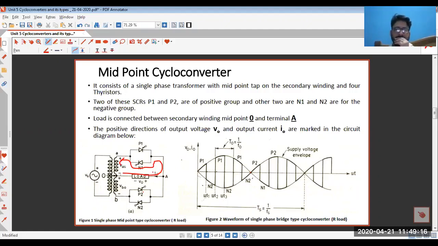Okay, so you can see that the direction of load current and load voltage because of the conduction of N1 is reversed, and that is why you will get a negative envelope of the output voltage. By now this should be clear to you. Now, why are we calling it a step up transformer? Now let us see. This is one cycle.